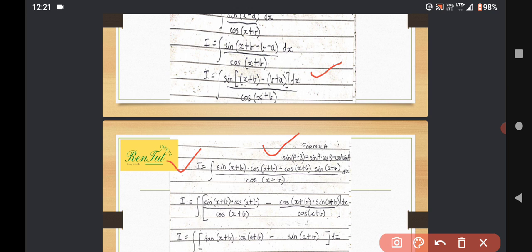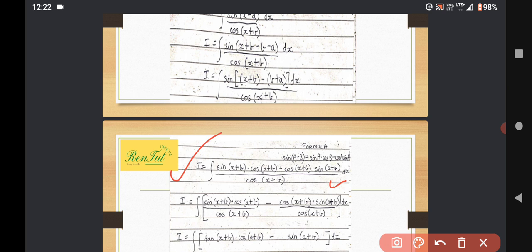Instead of a we will be writing x plus b, and instead of b we will be writing a plus b or b plus a, it is one and the same. So this step you need to carefully write down: minus cos (x plus b) into sine (a plus b), and lastly you need to write dx also, divided by cos of (x plus b). So this is a very important step.